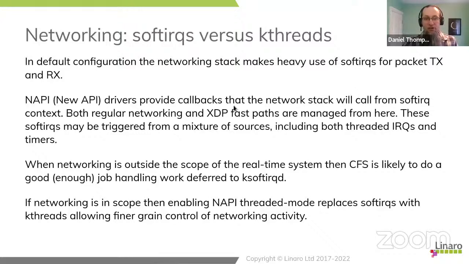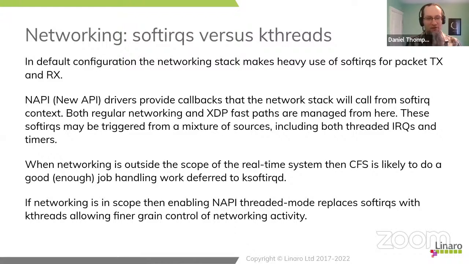They can be triggered from a mixture of sources, both the threaded IQs that are attached directly to the network card, but much more commonly from timers. And because they come from timers, that means they're going to get punted down to KSoftRQD. They're going to be slightly difficult to manage because the whole of networking, when it's running from timers, is going to get pushed down into this K thread. From a real-time point of view, I just wanted to bring this up as a hazard.